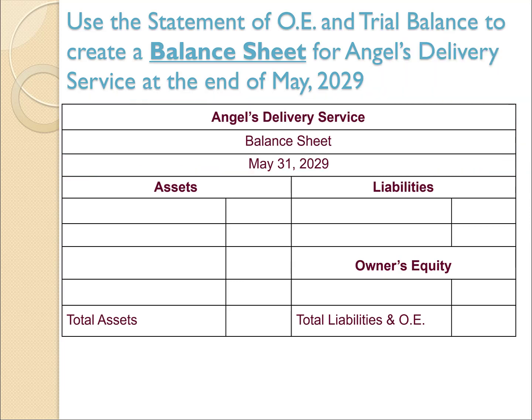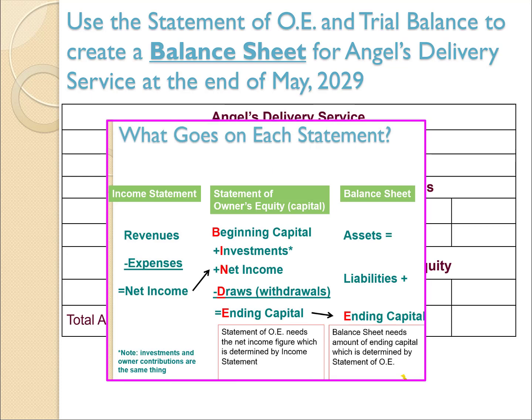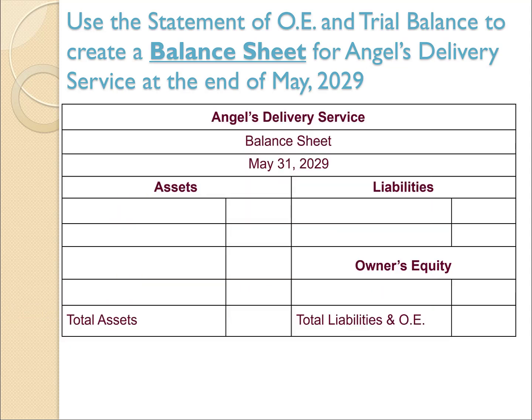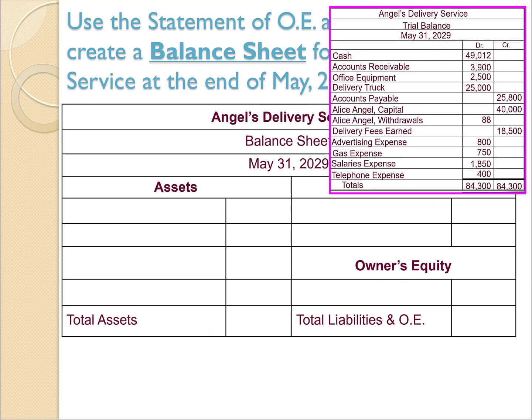And then what's the formula for the balance sheet? Well, the simplified formula is assets equals liabilities plus owner's equity. It's basically just the accounting equation. But specifically, we need to look at our formulas for the three financial statements. And you notice that technically the formula is assets equals liabilities plus ending capital. And where do we get the ending capital from? From the statement of owner's equity. So that's why we need the statement of owner's equity. But first, let's get out our trial balance and work on the asset section.